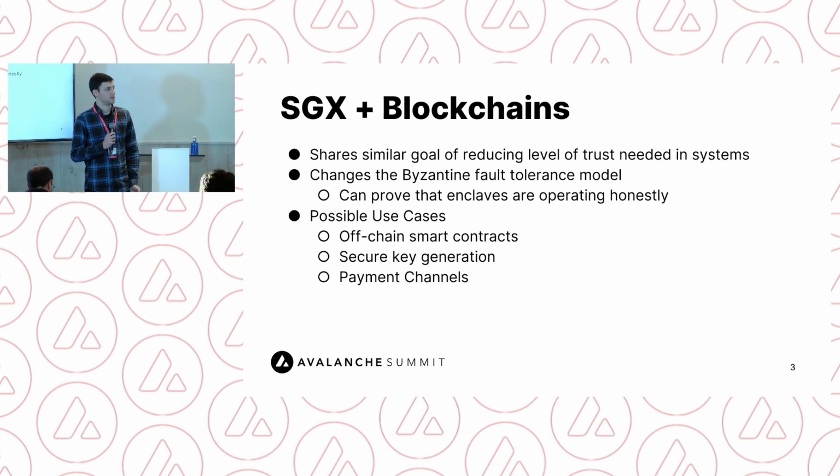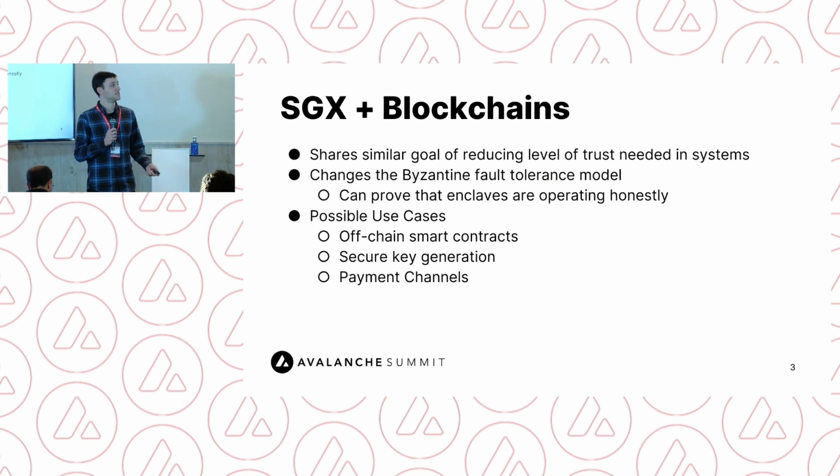Some possible use cases we have listed here. Off-chain smart contracts. When you think of smart contracts, really what they are is the execution of a set program that's replicated across all of the nodes in the blockchain. So you get the security of the blockchain, meaning that if 51% of those nodes are honest, you're guaranteed correct execution of the program. But when you move that into an enclave, you don't need to replicate it across all the nodes in the network. You can get proof that a single node ran your program correctly.